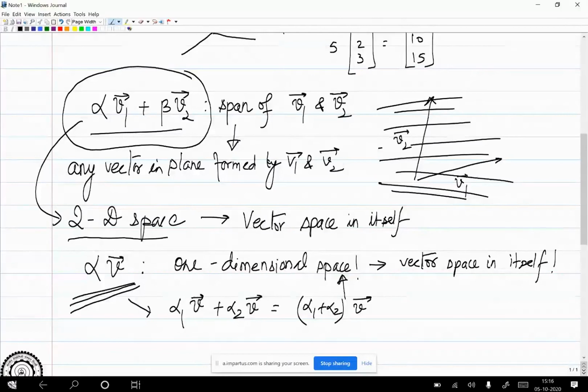So is the concept of vector space clear to you? Yes, sir. Others? Roshan, is it okay with you?